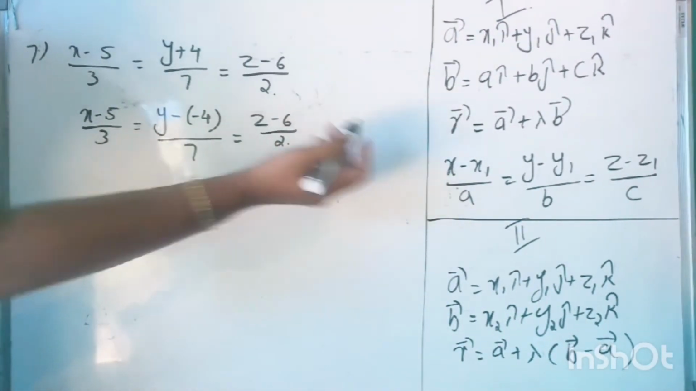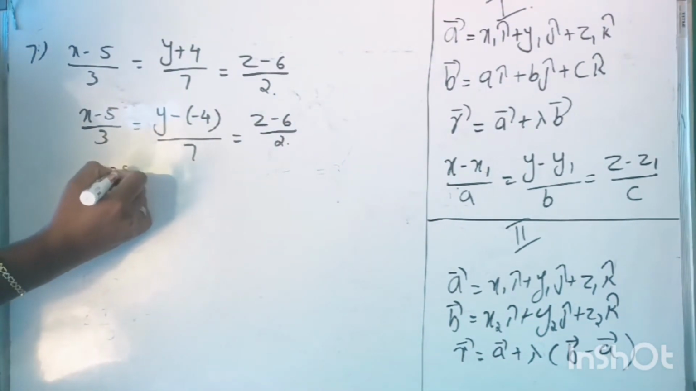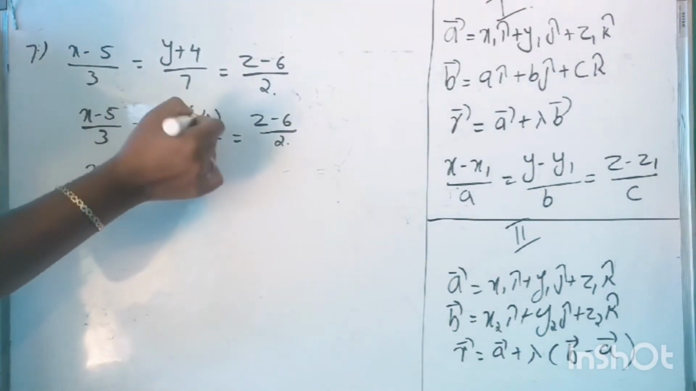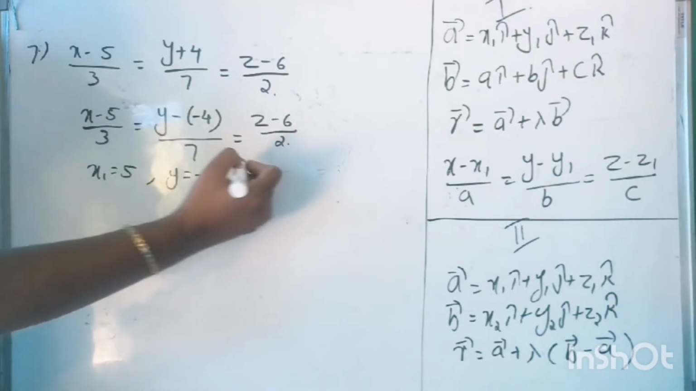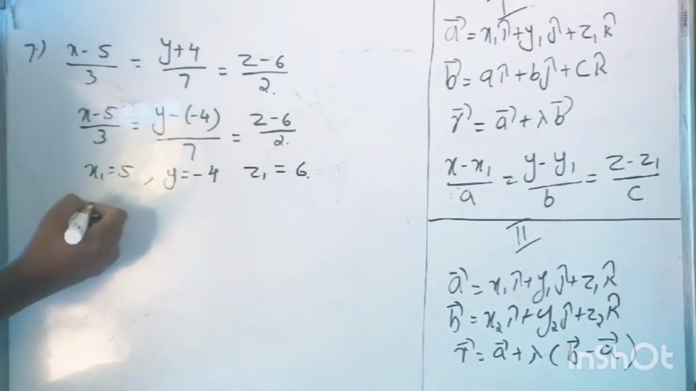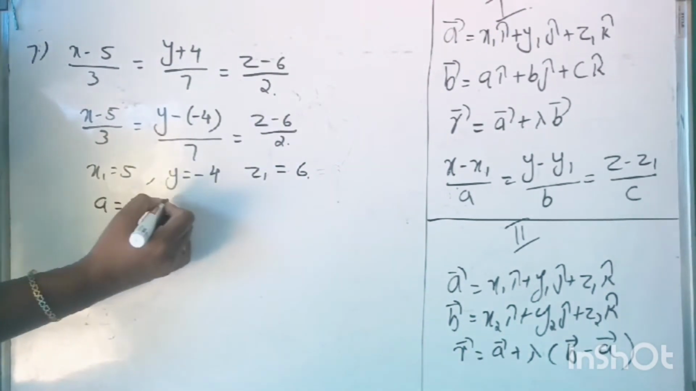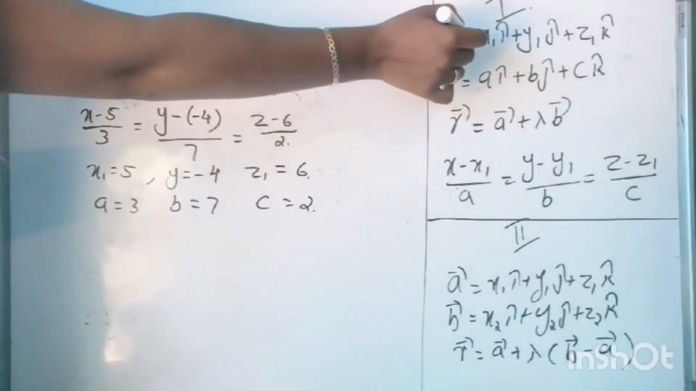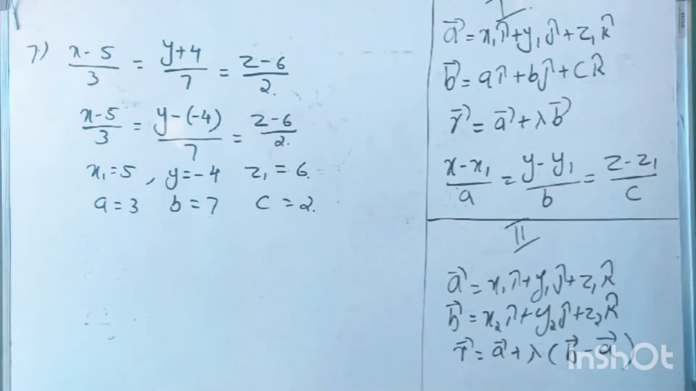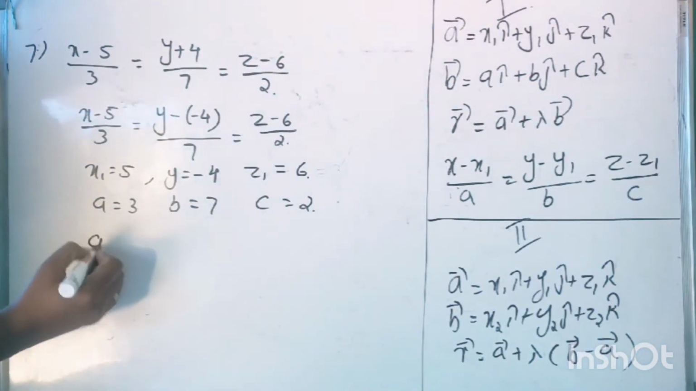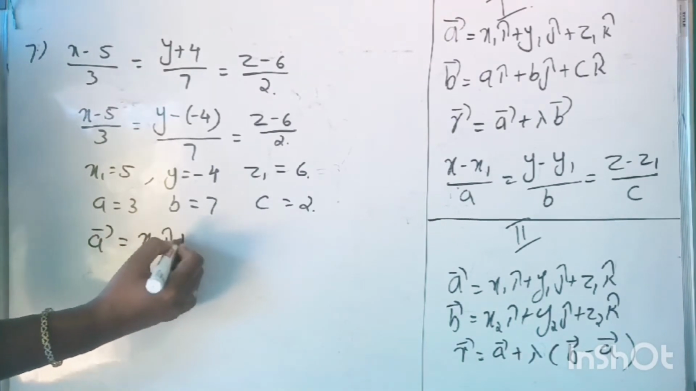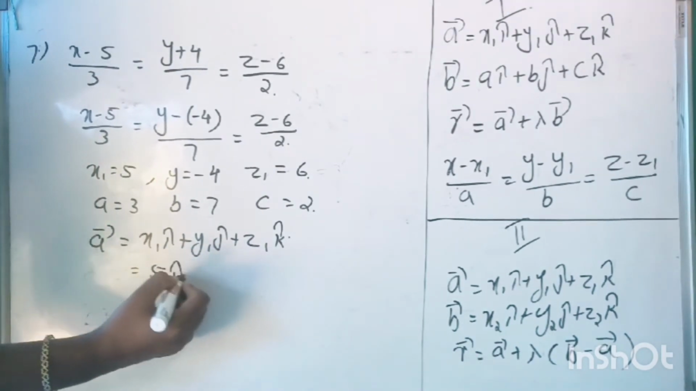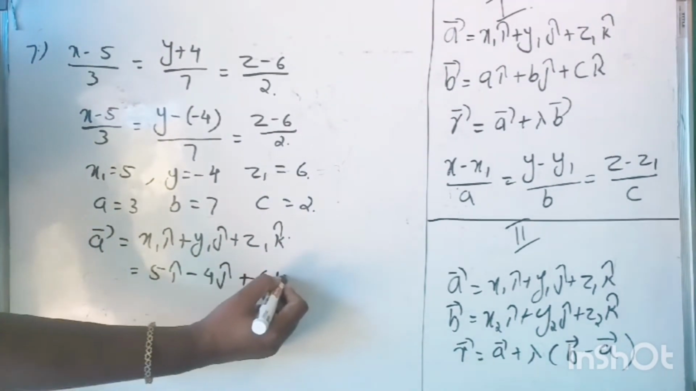Now just compare these two. We will get x1 equal to 5, y1 is equal to -4, and z1 is equal to 6. Denominators: A is equal to 3, B is equal to 7 and C is equal to 2. Okay, A vector is x1i plus y1j plus z1k. This is equal to 5i minus 4j plus 6k.